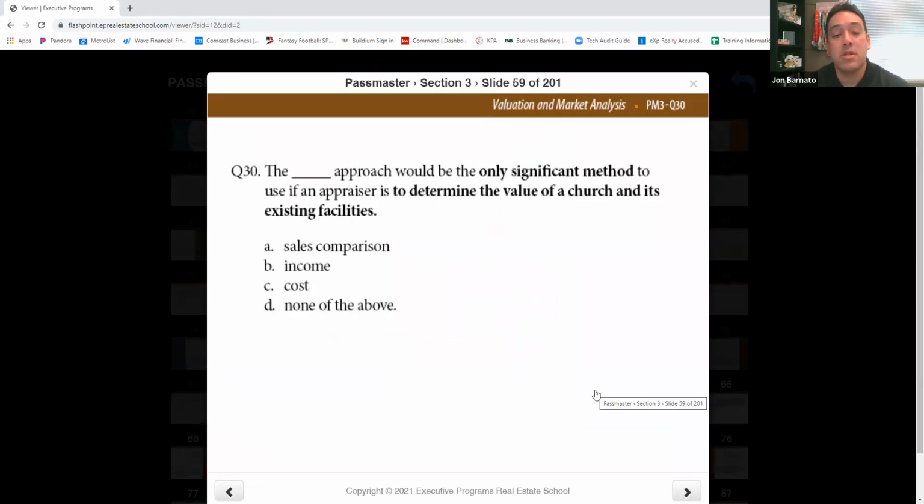The blank approach would be the only significant method to use if the appraiser is to determine the value of a church and its existing facilities. No, that would be none of the above. None of the above? B. B, income? B. So that means, well, yeah. I'm going to say A. It's A.